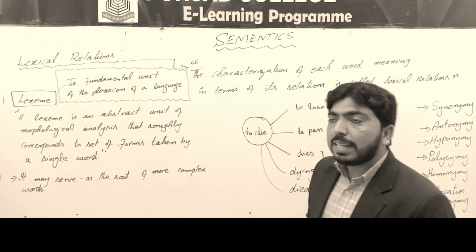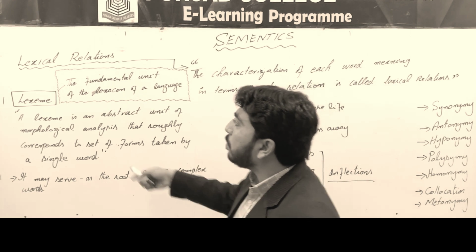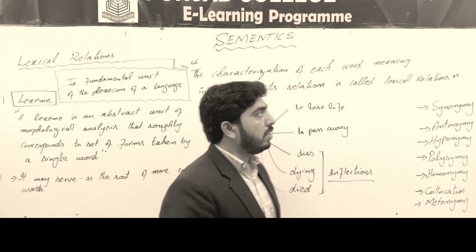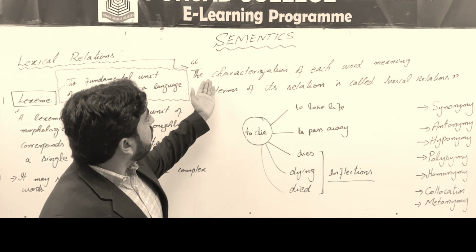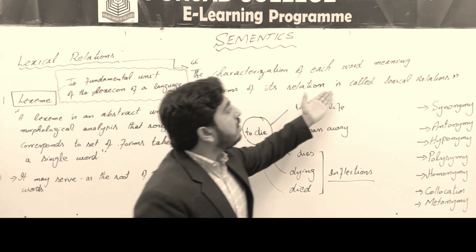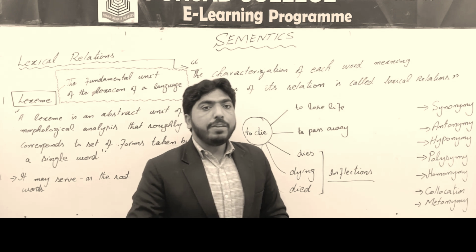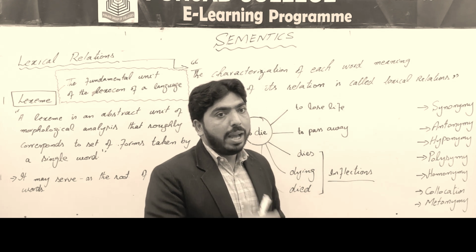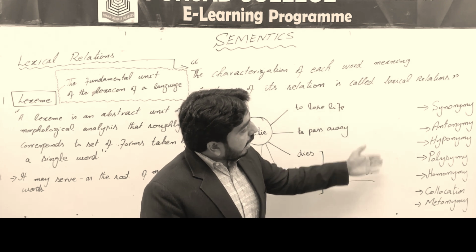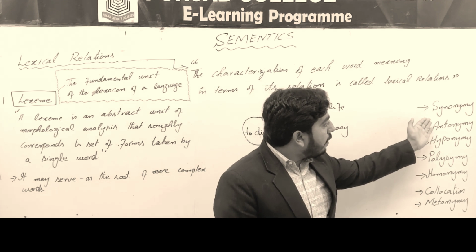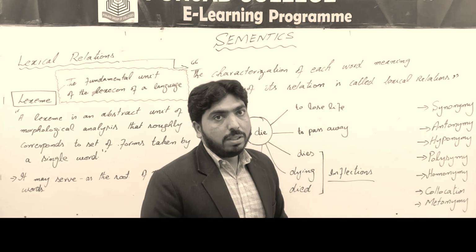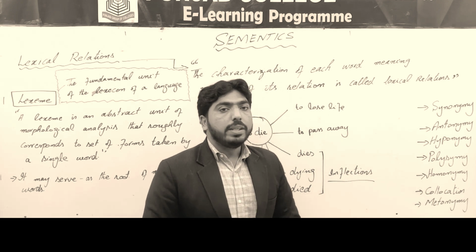So it was very essential to explain the concept of lexeme before going into the detail of different kinds of lexical relations. So let me define what a lexical relation is. Here is a definition. The characterization of each word meaning in terms of its relations is called lexical relation. Every lexeme has a relationship with other lexemes, and those relations are called lexical relations. So let's go for a detailed explanation of all these lexical relations. We have synonymy, antonymy, hyponymy, polysemy, homonymy, collocation, and metonymy. We'll explain all these terms in detail.